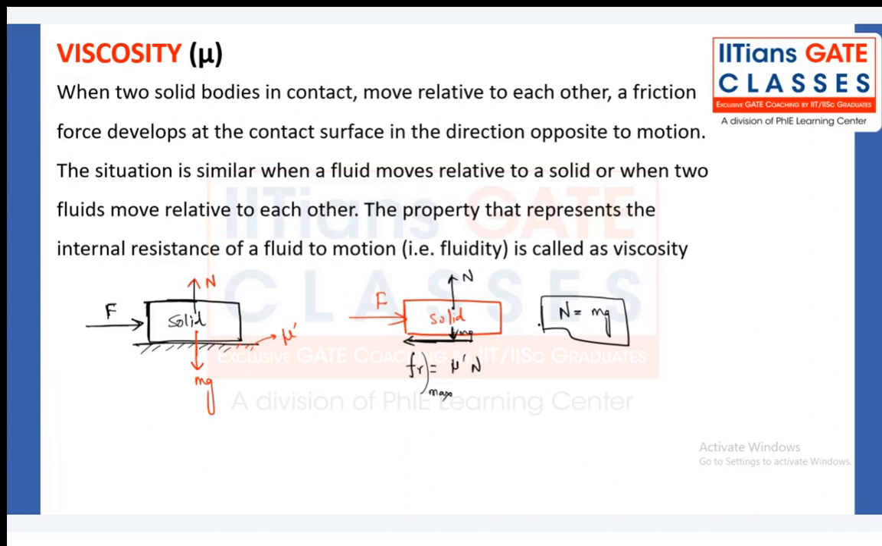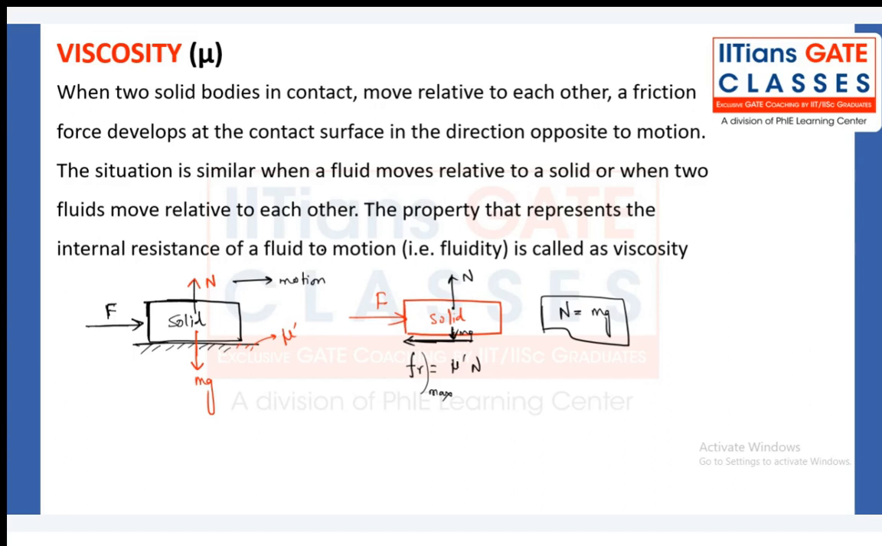Whatever role is played by mu dash in solid mechanics, the same role is played by viscosity, mu, in fluid mechanics. Now read the line: when two solid bodies in contact move relative to each other, a friction force develops at the contact surface in the direction opposite to the motion. As we know, we are applying the force F in the positive direction, so obviously the motion will be in the positive x direction.